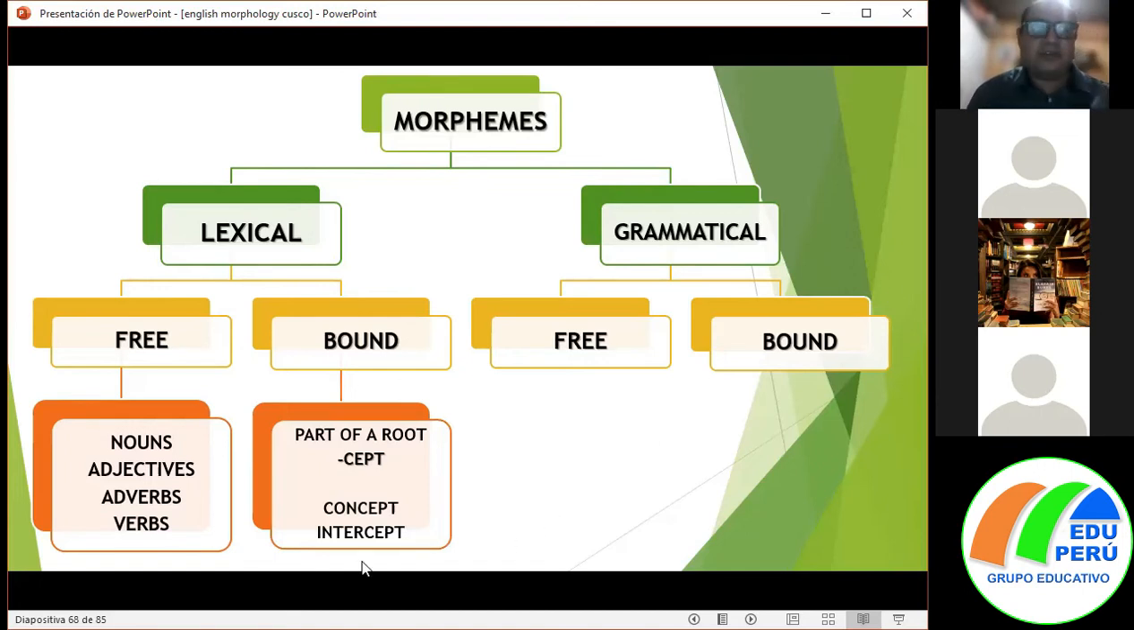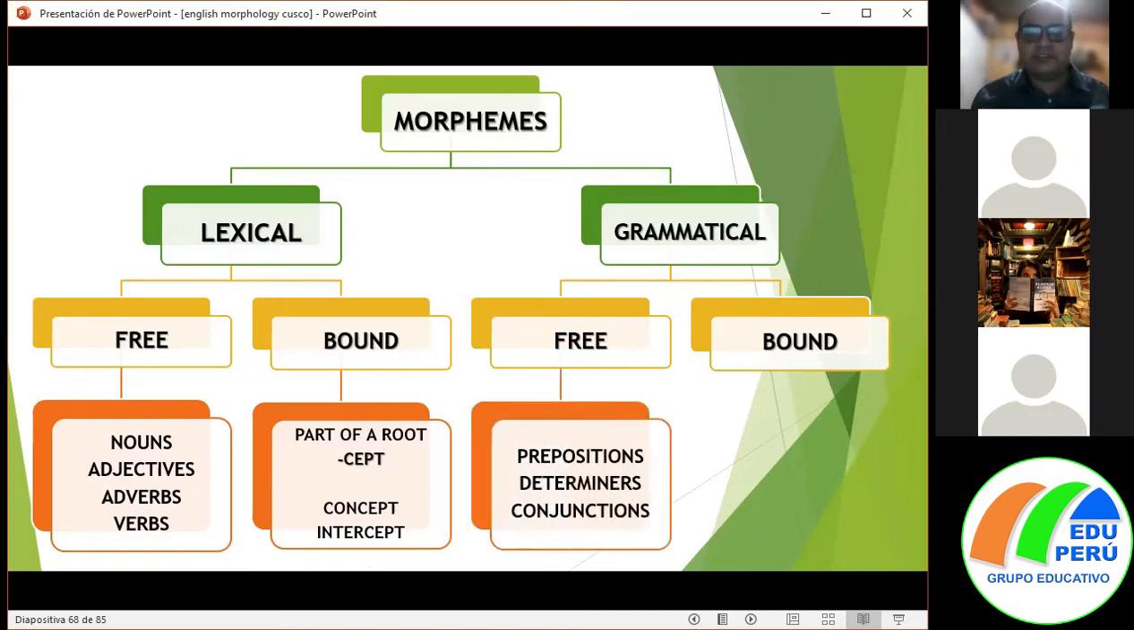Most of the time, the lexical morphemes are free. Most of the time, they are free. Lexical morphemes are mostly free. Just a few cases are bound. Let's pass to the grammatical morphemes. So we have two again: free grammatical morphemes and bound grammatical morphemes. Free grammatical morphemes are the function words.